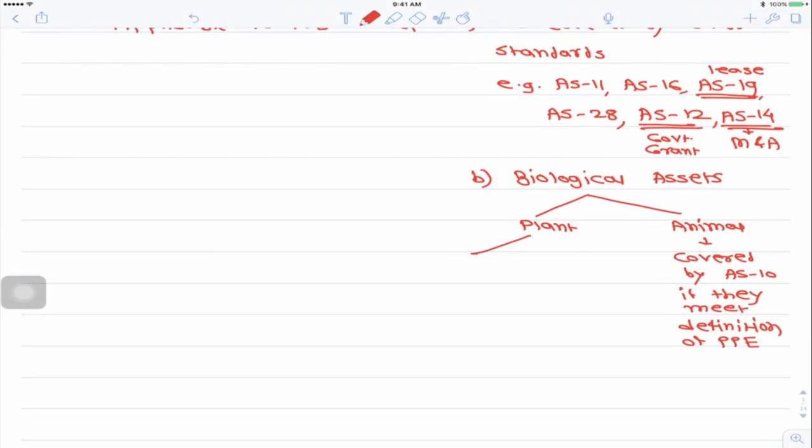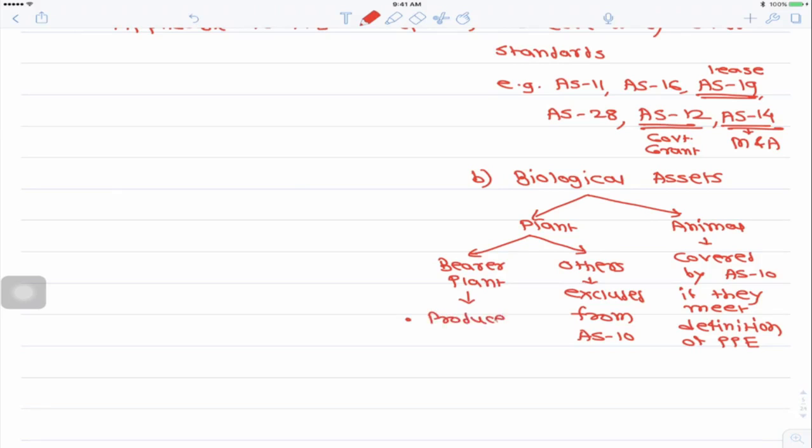प्लांट के अंदर दो टाइप्स के प्लांट्स होते हैं, bearer plant and others. Others are excluded from AS 10. They could be covered under the new standard related to agriculture once it comes up. Bearer plant, क्या था मीनिंग bearer plant का? It is expected to produce what? It produces agricultural output or produces agricultural produce.